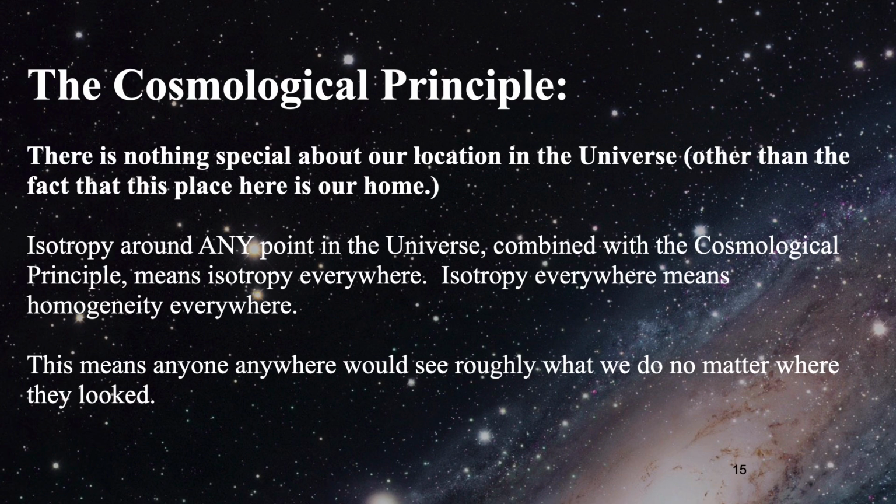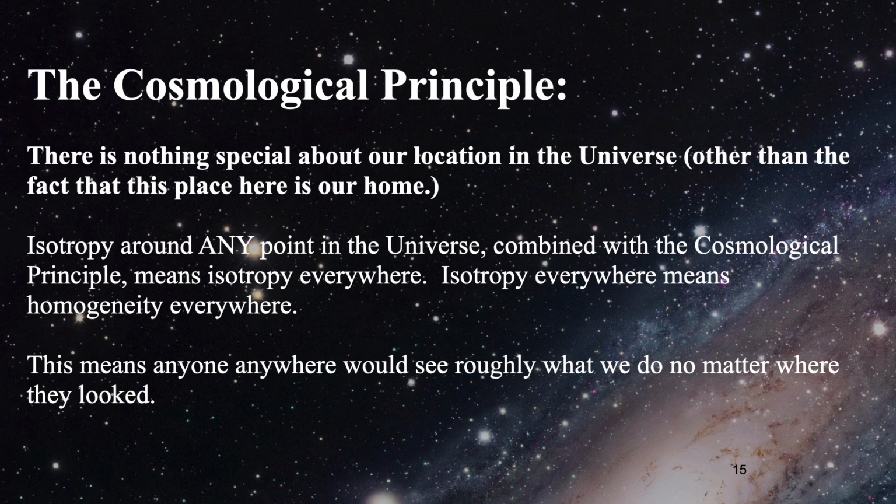And then if you make measurements that demonstrate that you are isotropic around that point in the universe, it doesn't matter which one, any universe point, then you have combined isotropy around any point in the universe with the cosmological principle, and that means isotropy everywhere. So that means if you have isotropy everywhere, then it must be homogeneous everywhere. And therefore, anyone, anywhere in the universe sees the same things no matter which way they look.